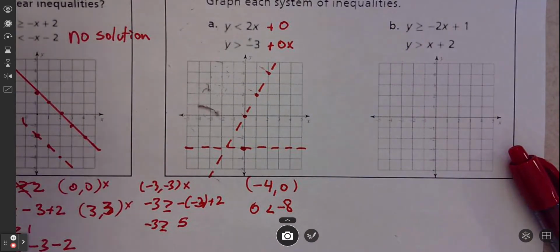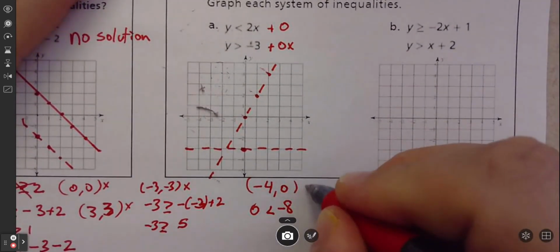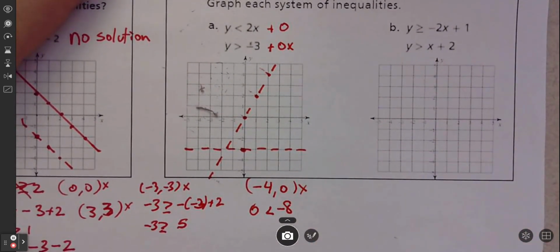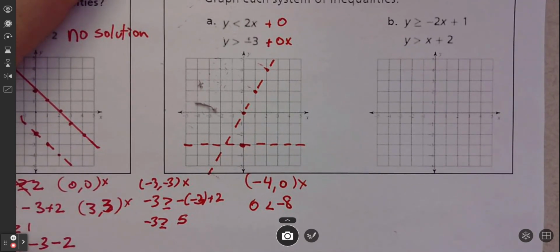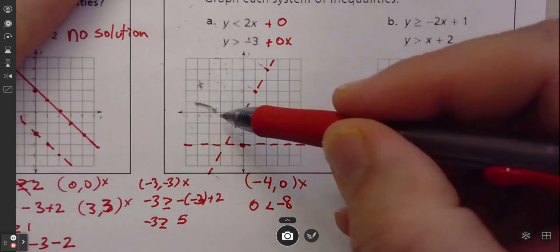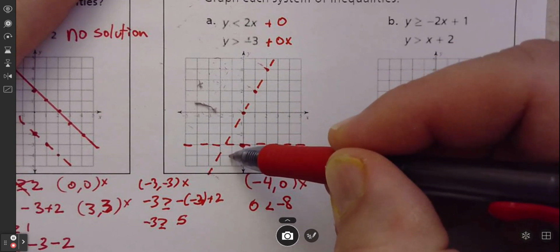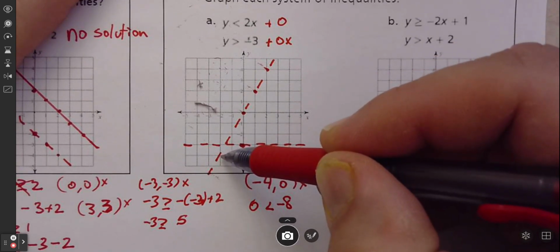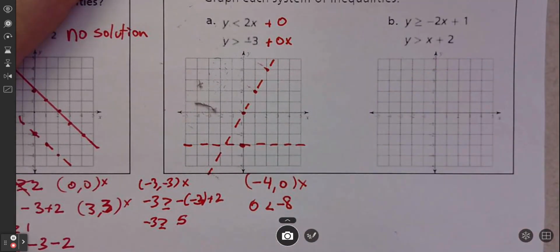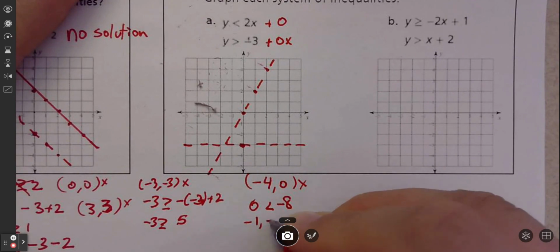Okay. What other ordered pair should I try? Yeah, Eli. (-2, -4). That makes me a little bit nervous because it's kind of close to the dotted lines. I want to be safely in that region. Go for it. What is it? (-1, -4).